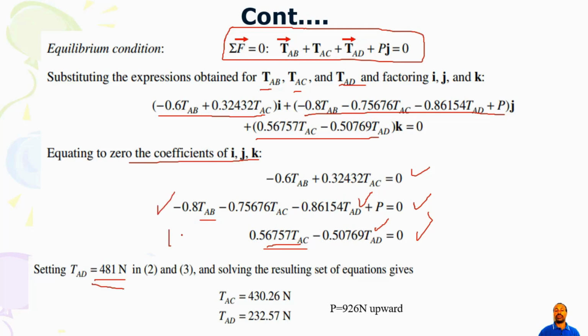in this equation, and in this equation, then solving the results, it will give you TAC will be 430.26 Newton, and TAD will be 232.57 Newton. And P is in the upward direction because the balloon is exerting in the upward direction, and the tension cables are exerting to the ground, attached to the ground. So I think this is the result.